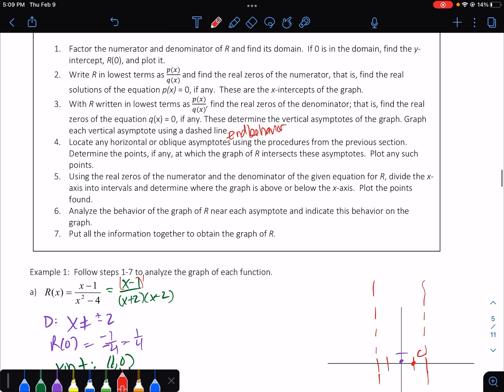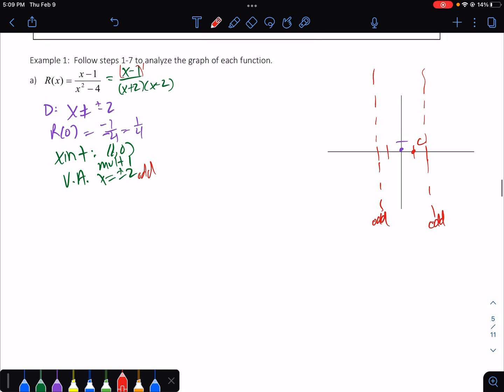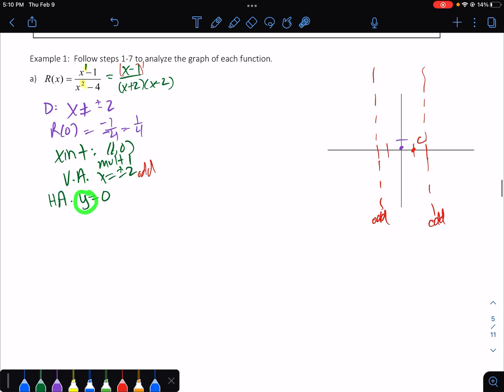So then we're going to look at our degrees. If we look at our degrees here, this is to the first power, this is to the second power. So the bottom is bigger. So then we're going to have y equals 0 for our horizontal asymptote. Notice our vertical asymptotes are written as x equals, and our horizontal asymptotes are written as y equals, or the end behavior asymptote.